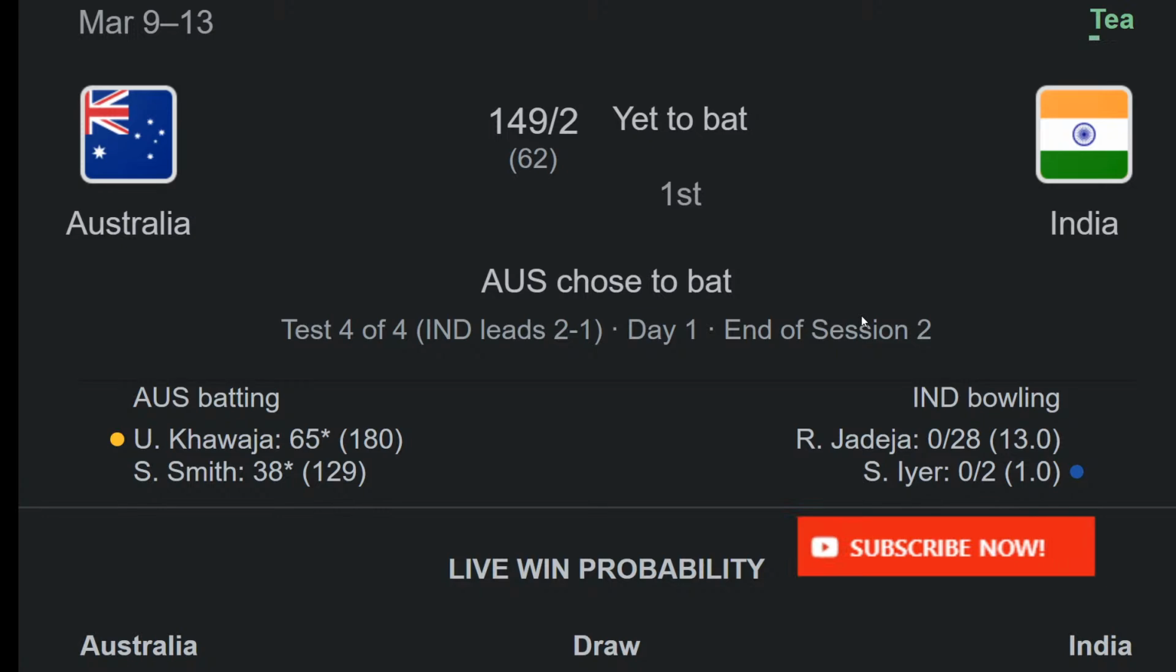On the first day after the second session, Australia are 149 for the loss of 2 wickets. The two not out batsmen are Usman Khawaja, not out 65, and Steve Smith, not out 38.